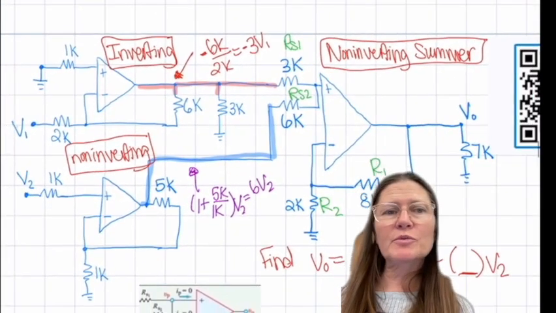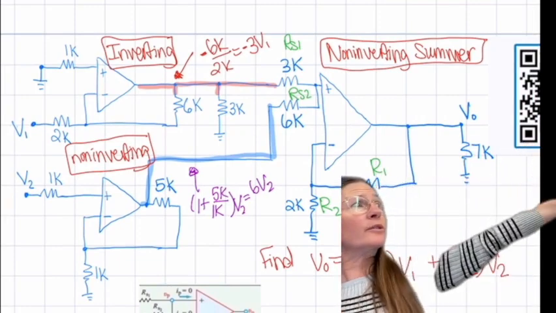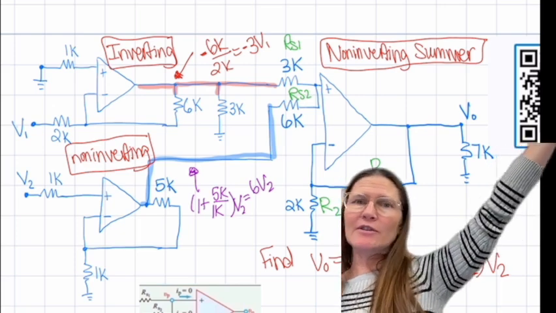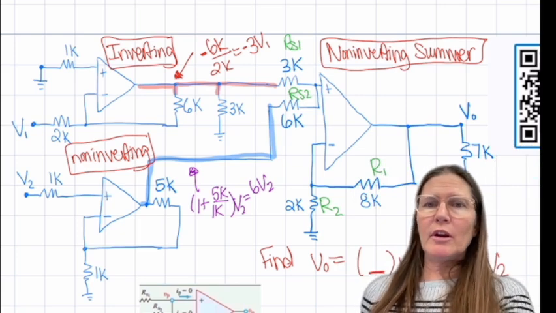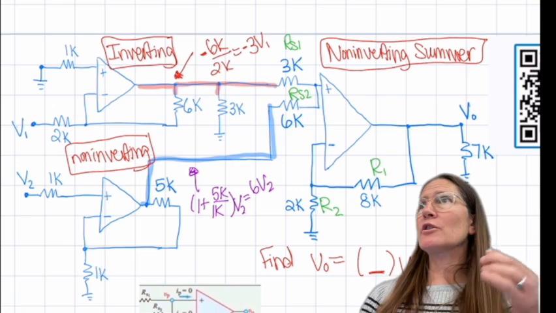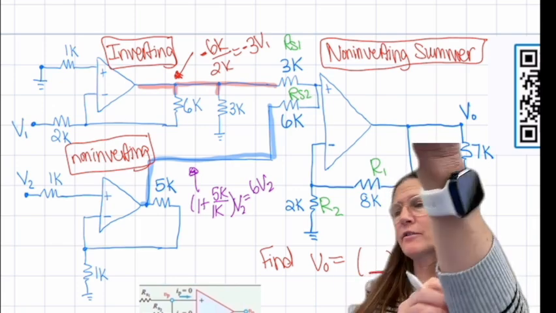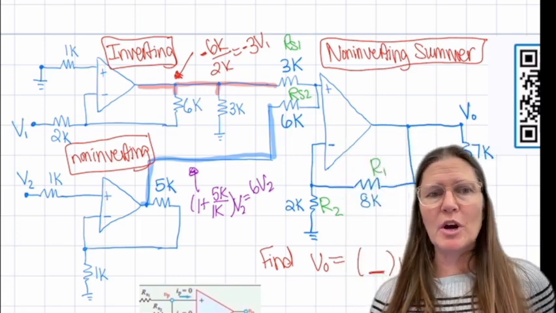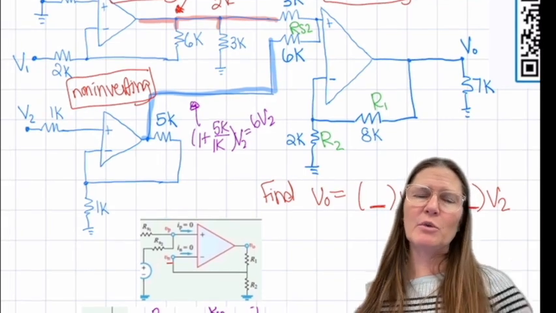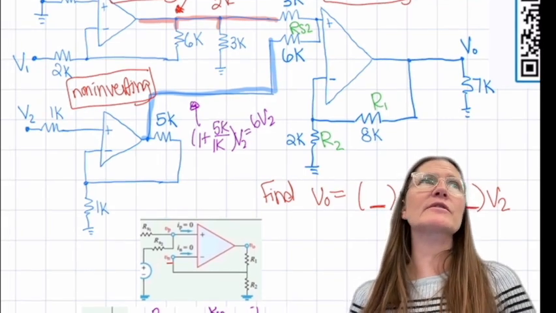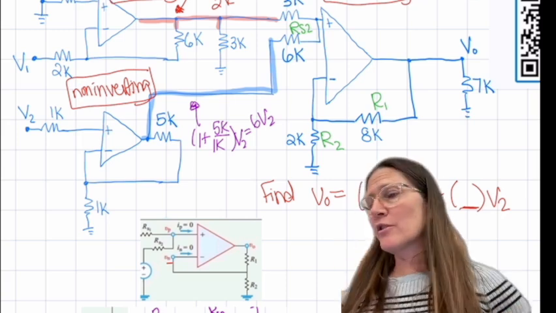All right, so the first one on the top left is going to be inverting. This one's going to be non-inverting, and then you're going to have a non-inverting summer. So for the inverting, you take the 6K divided by 2K, and that's a negative, so negative 3 times V1. The non-inverting is going to be 1 plus the 5K over 1K for 6, so 6 times V2. So those are going to be the values that are going to be on those wires.